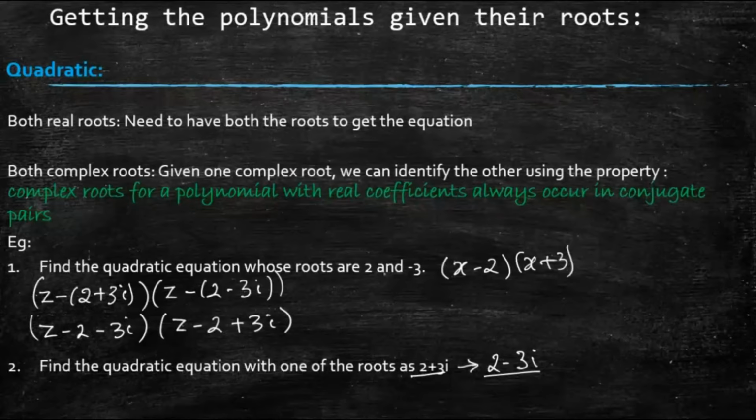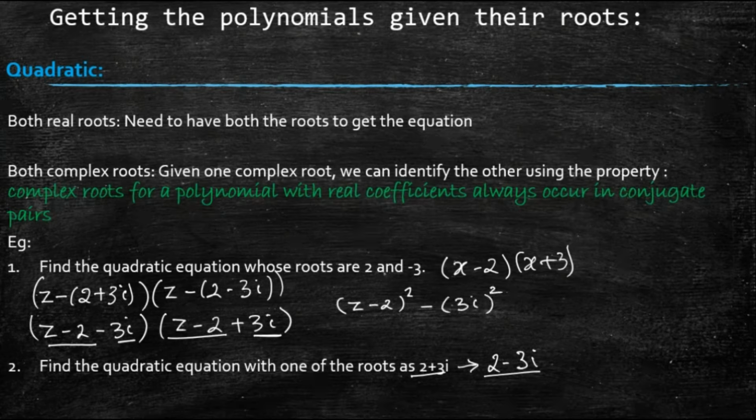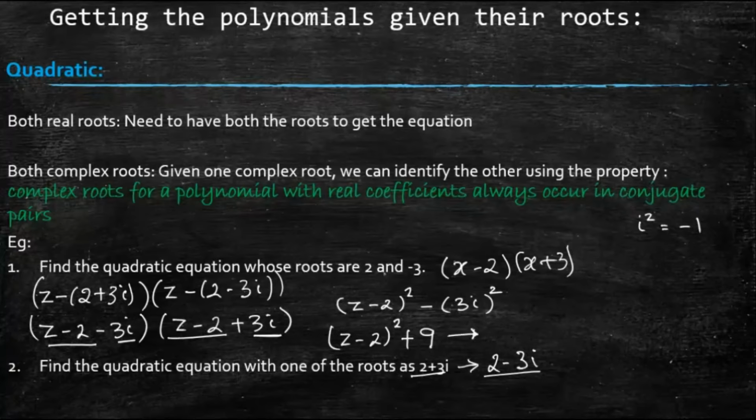Once you open the bracket, then you can identify that it's of the form a minus b and a plus b, which gives you a square minus b square. And you should remember that always i square is minus 1. Therefore, this is (z - 2) the whole square minus 3i squared, which is 9 times minus 1. Therefore, it's plus 9. And if you simplify this further, that's z square minus 4z plus 4 plus 9. And this becomes z square minus 4z plus 13.